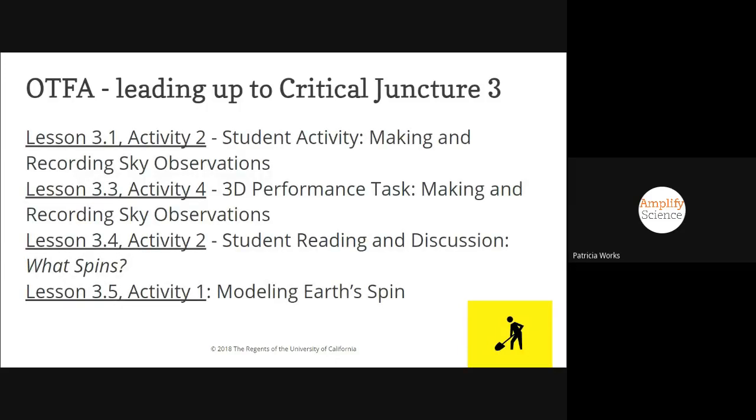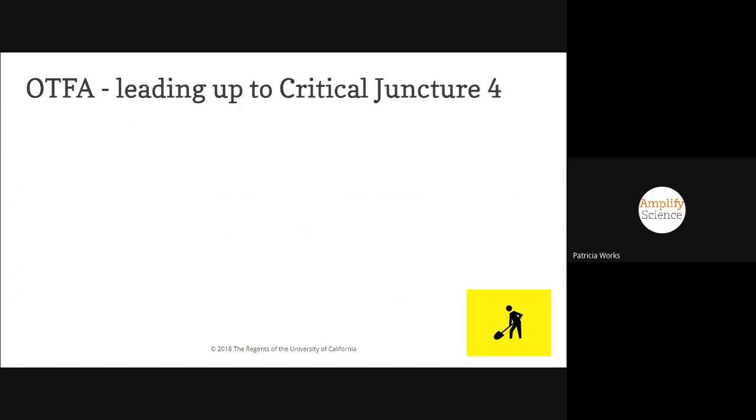Okay, there were 4 leading up to critical juncture 3. And then this unit is a little unusual because we've got 4 levels in the progress build here. So we also have some on-the-fly assessments to look for that are leading up to that progress build 4 level idea that the Earth spins continuously. So find those and take a peek at them.